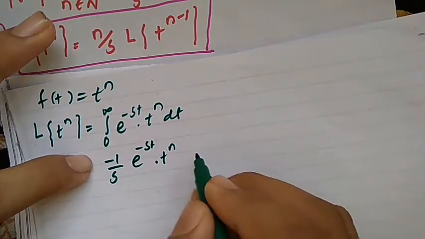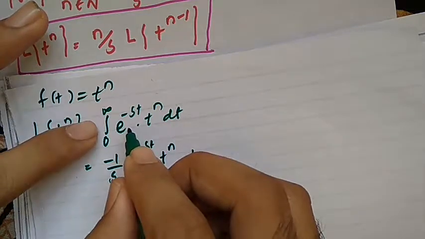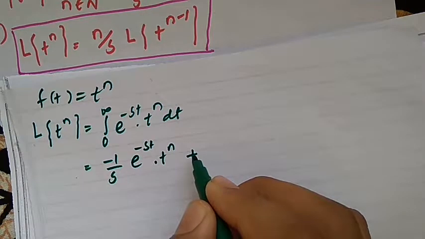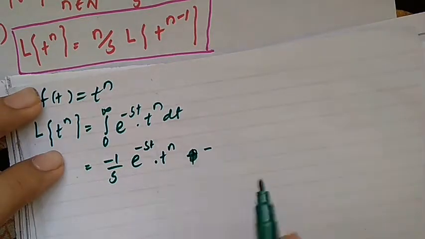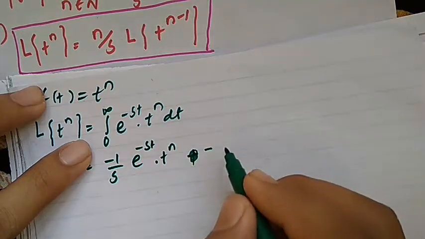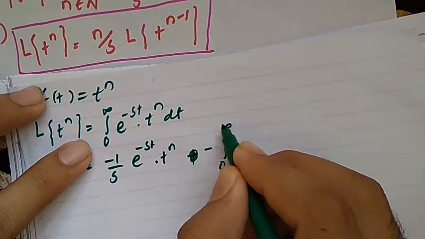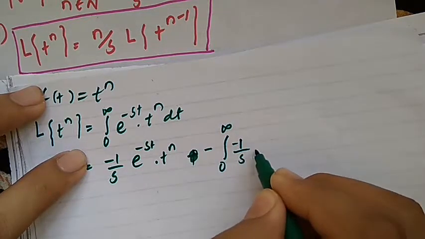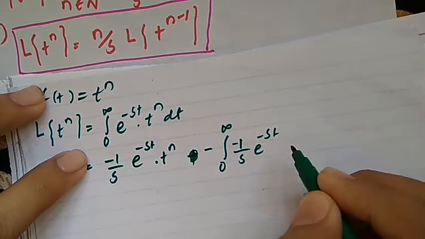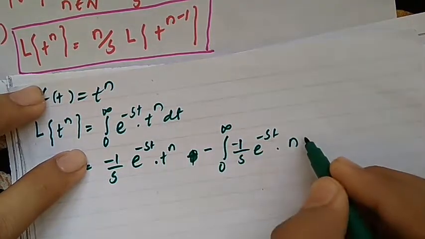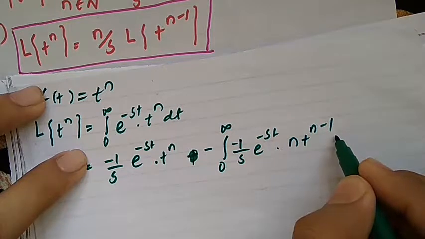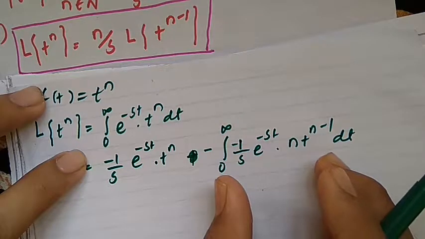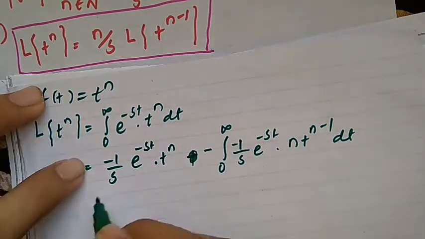Plus the integration of this function into, no, it is minus: minus the integral from 0 to infinity of the integration of the first function, minus 1 by s e to the power minus st, into the derivative of the second function, n t to the n minus 1 dt. Oh, this is looking similar to something. Let's see.